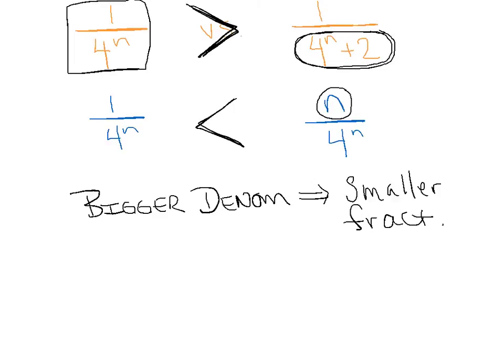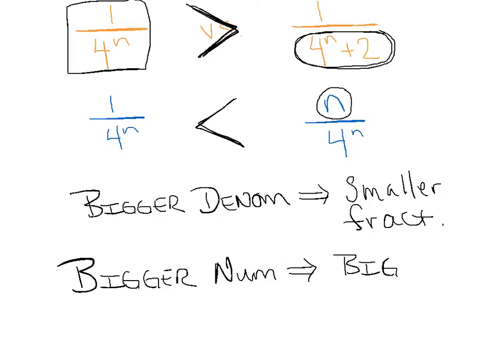On the flip side, if we have a bigger numerator, that implies that we now have a bigger fraction. And that's going to help alleviate a lot of headaches if we stick to this simple recipe right here, determining who's bigger and who's smaller.